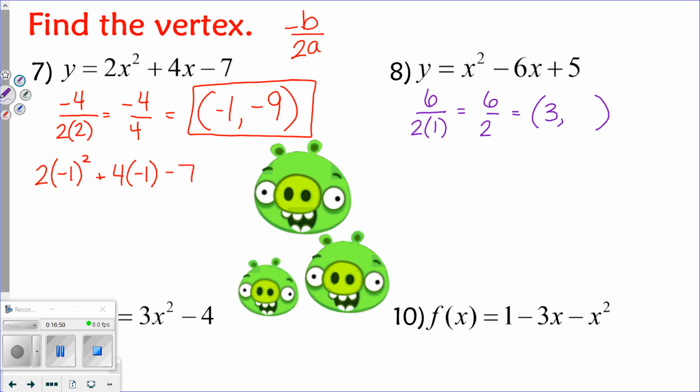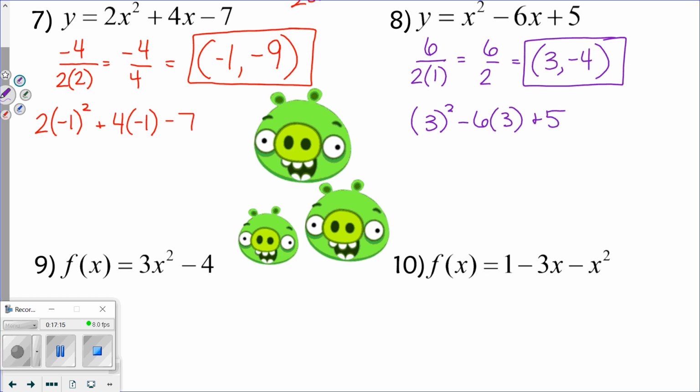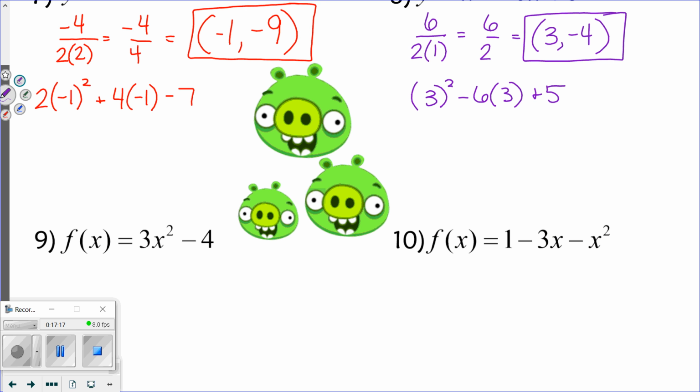All right, and then to find the y part, plug it back in. So we have 3 squared minus 6 times 3 plus 5. Is that negative 4? Check me on my mental math. I'm very tired today. All right, so let me give you guys a couple minutes. Why don't you guys try 9 and 10 on your own? Okay? All right, so number 9, what is your b value?